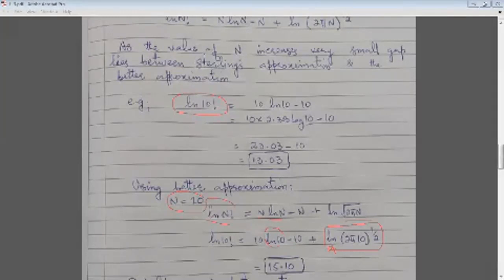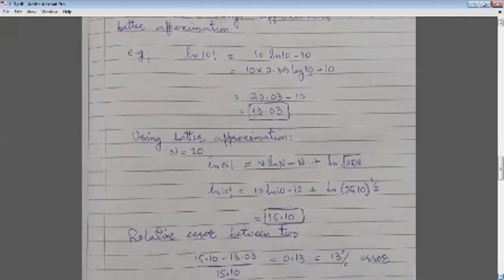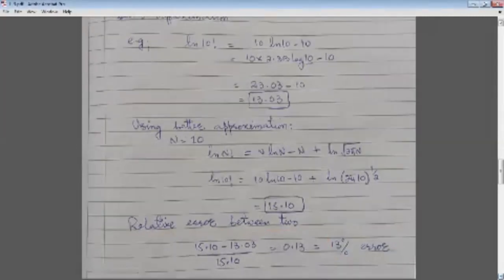So what is basically the difference, and why is the second one called a better approximation? You will see it by this example. If we want to calculate the relative error between the two, it comes out to be 15.10 minus 13.03 upon 15.10, which is about 13% error. Please also do this manually at home using a calculator. Now remember, here n was very small, that means the number of entities was very small.